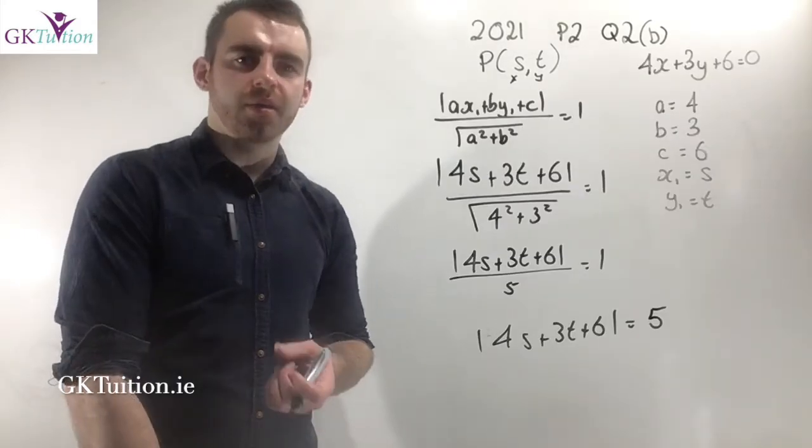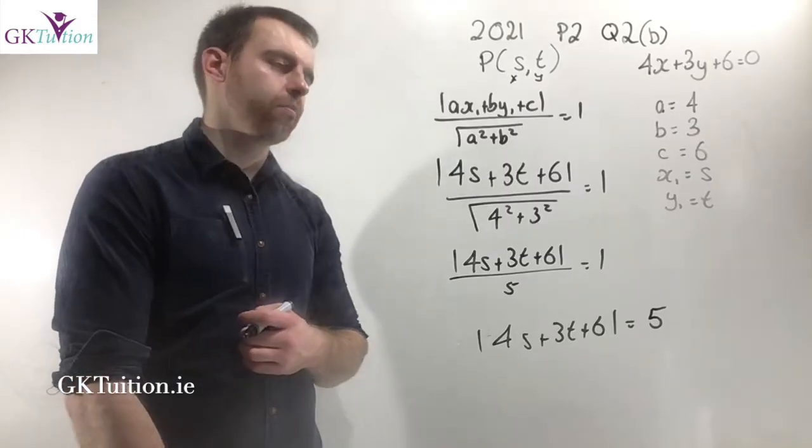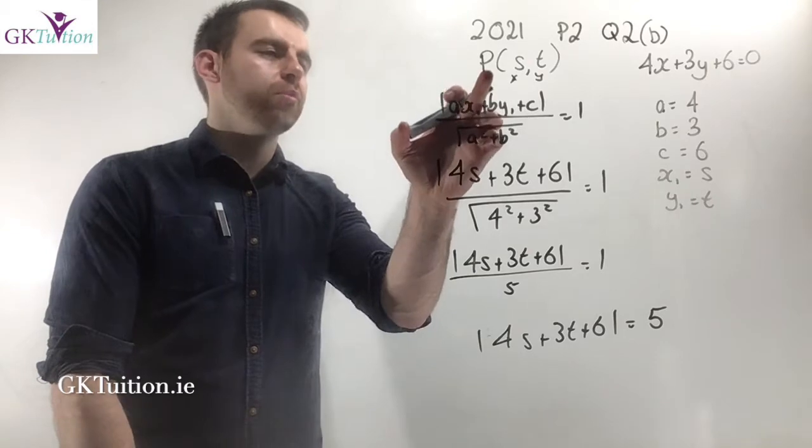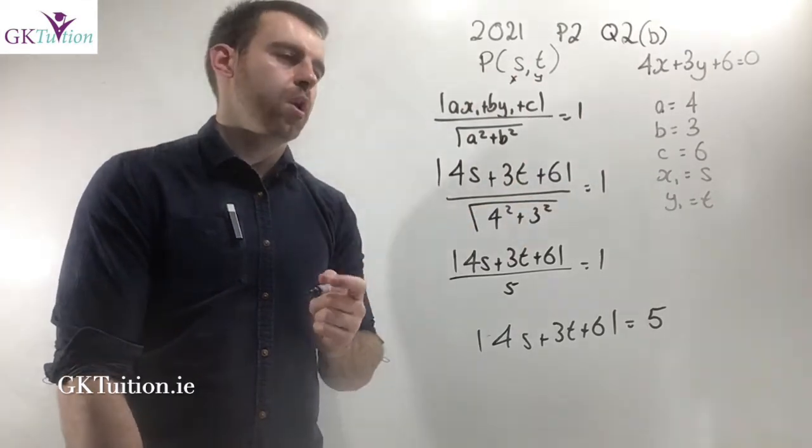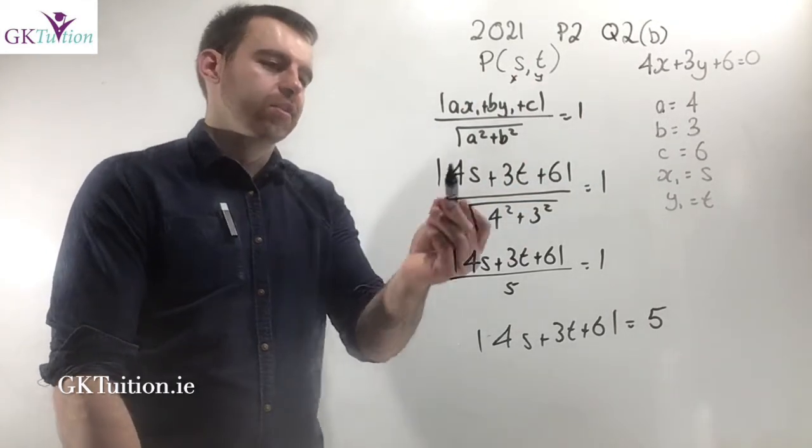Okay, so I've started off trying to find our second equation here. I know that the distance from the point P to this line is 1. So I want to sub into my perpendicular distance formula.